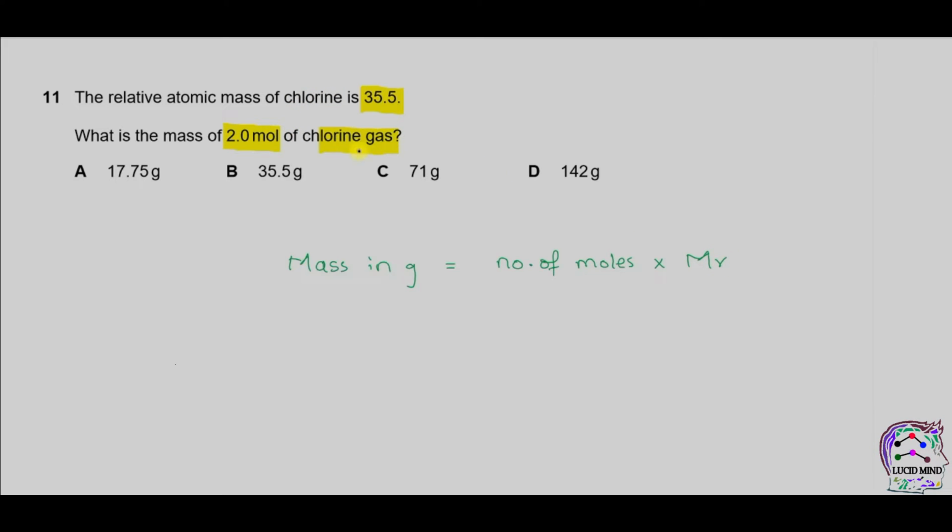Now we have chlorine gas. Chlorine gas is Cl2. There are 2 chlorine atoms present in 1 molecule of chlorine gas. So the molecular mass will be 2 into 35.5, which is equal to 71. As we have 2 moles, we can put 2 instead of moles, and mR is 71. So 71 into 2 is 142 grams. Correct answer is therefore D.